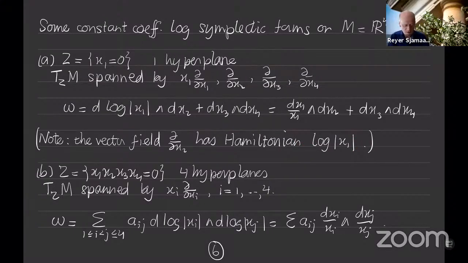A second example would be where you have, say, four hyperplanes, the union of all the coordinate hyperplanes, and then the log tangent bundle is spanned by all these vector fields. And then a typical log symplectic form would look like this. We allow logs of all the variables. And here, these coefficients are some anti-symmetric invertible matrix.